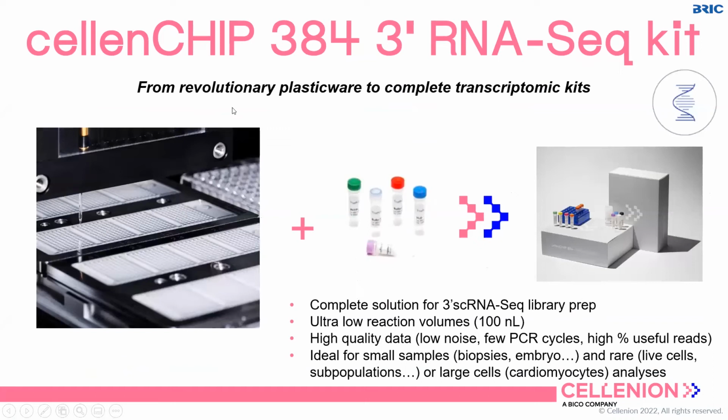So now it's commercially available. It's a complete solution. You can buy those kits that work with our CellenONE device. This is a complete solution for 3' single cell RNA-seq preparation. It works in ultra low volume, so it's very sensitive. It provides very high quality data, and it's ideal for samples containing a low number of cells. You can have up to 3,000 cells per experiment if you put 8 of those chips on the deck of the CellenONE.